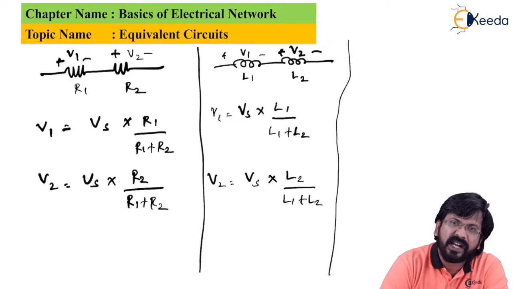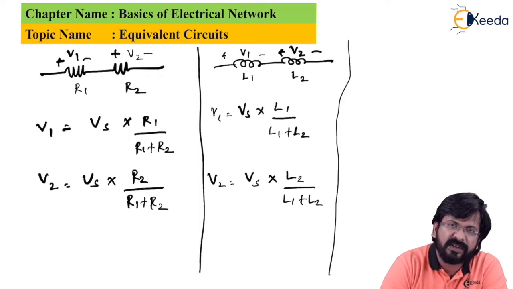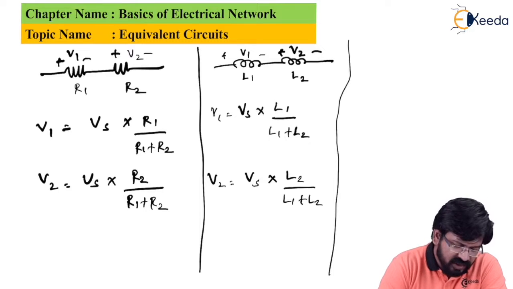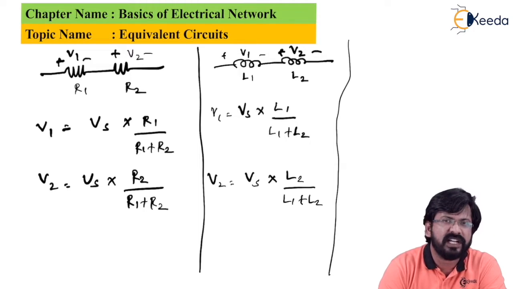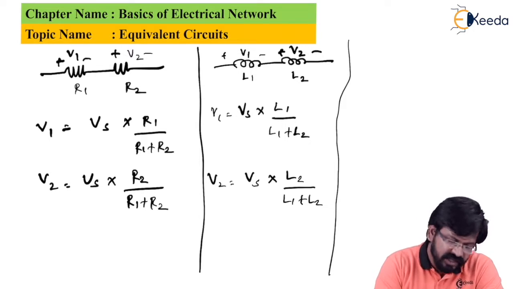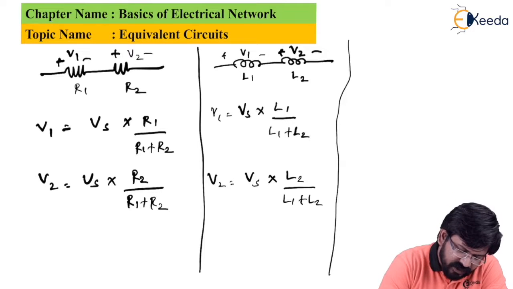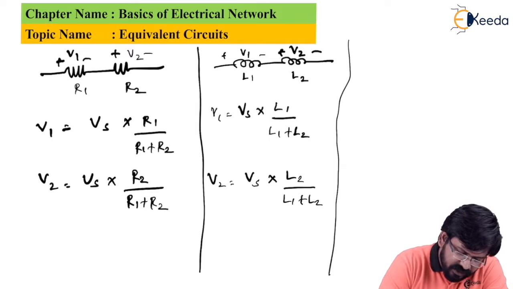Let's see finally what happens in the case of a capacitor. Because we know the fact that in case of a capacitor, Z is inversely proportional to capacitance, whereas in case of resistors and inductors, Z is directly proportional to R, and Z is directly proportional to L. So whatever happens with a resistor, a similar thing happens with an inductor also. Let's see what happens when two capacitors are connected in series.